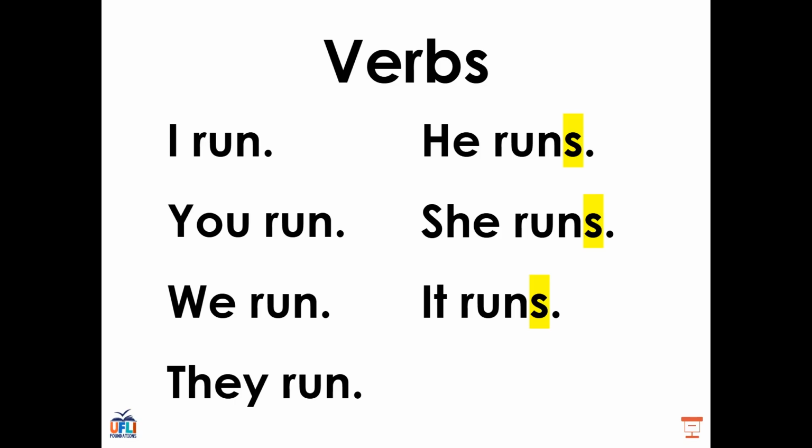We wouldn't say he run, but we would say he runs. The same applies to she and it. We wouldn't say she run, we would say she runs. And just the same, we wouldn't say it run, we would say it runs. So when we add the suffix s to a verb, we're indicating that it's happening in the present tense when we're using he, she, or it.